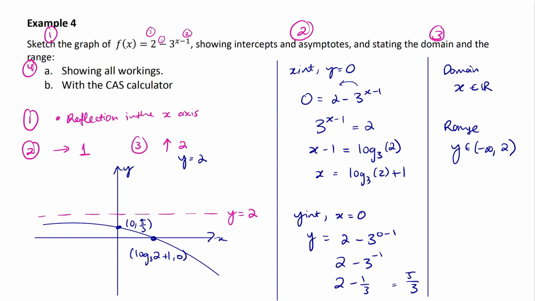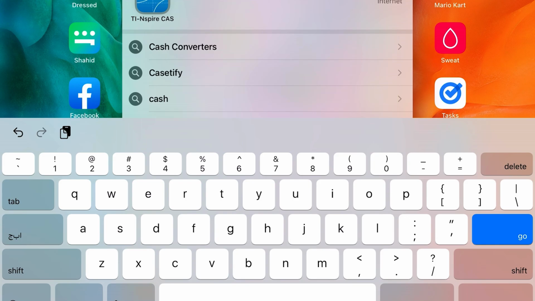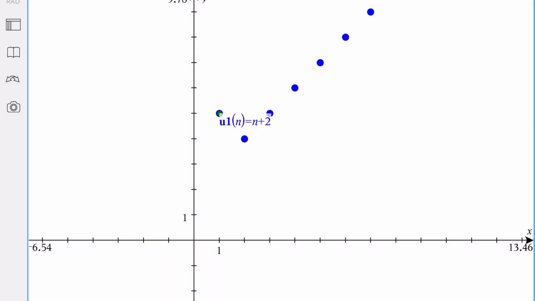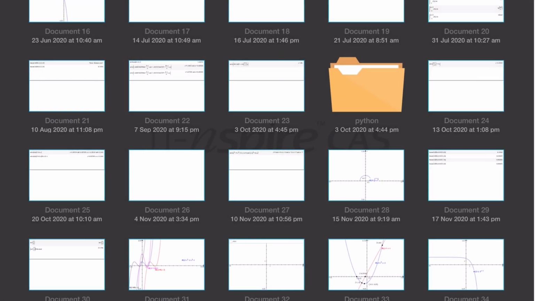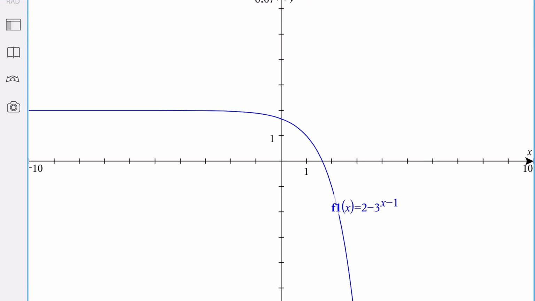Now what we're going to do is complete this using our CAS. So if you can pull out your CAS. My CAS looks a little bit different to what yours does, but it's going to be the same idea. So we're going to add a new graph page, and then we're going to type in our graph. So that's 2 minus 3 to the power of x minus 1. And we'll press enter. So you can see that looks very much like what we did.